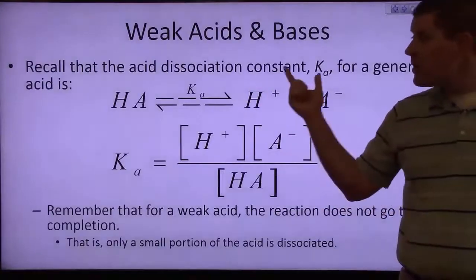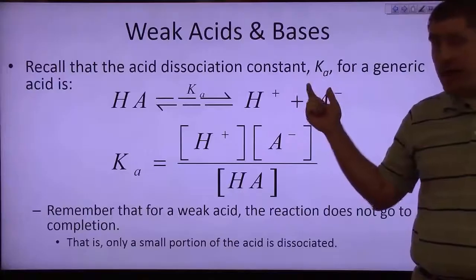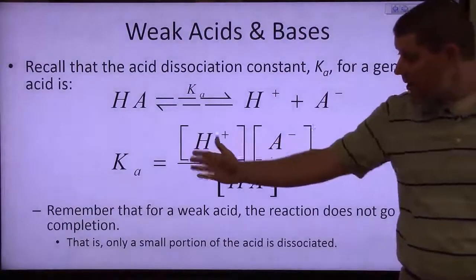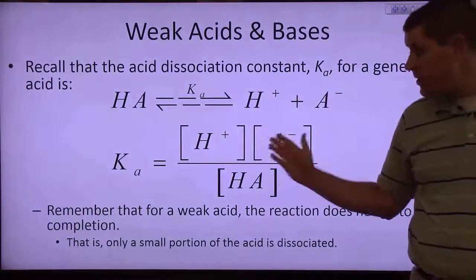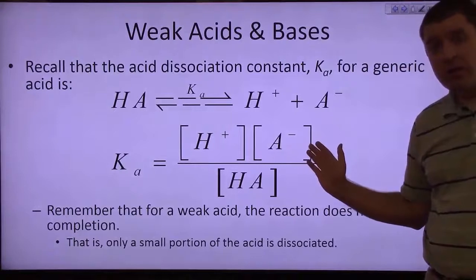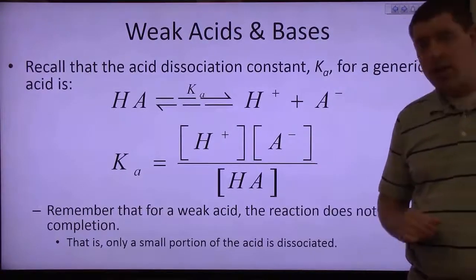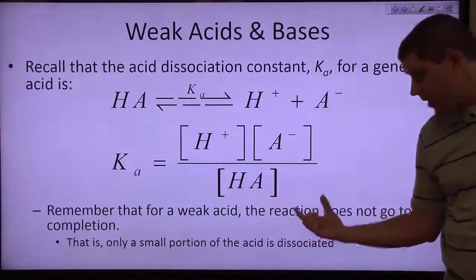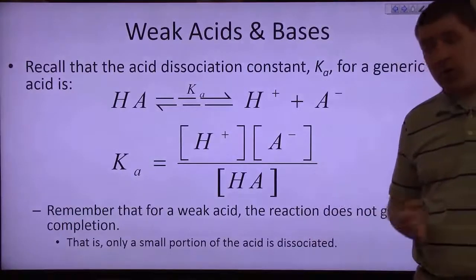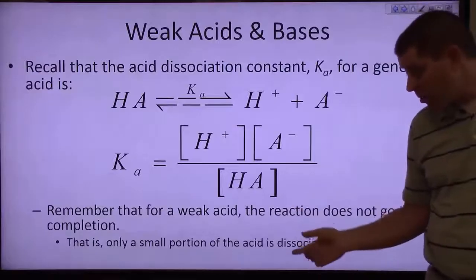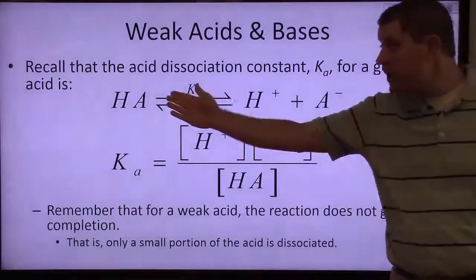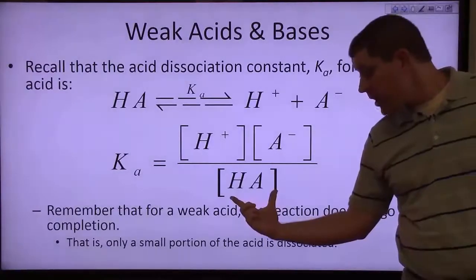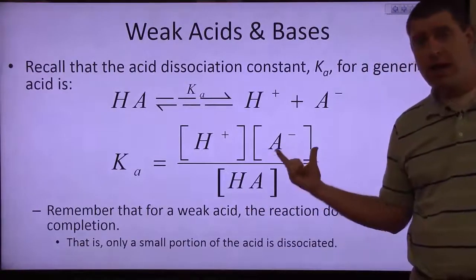So remember that the acid dissociation constant Ka for some generic acid looks like this. We've got Ka is equal to the hydrogen ion concentration times the conjugate base concentration, A minus, divided by the concentration of HA, our generic acid. Now remember that for a weak acid, the reaction does not go to completion. That is, only a small portion of our acid is dissociated. Most of it actually exists as the HA form, the protonated form. That is, HA is going to be larger than A minus.